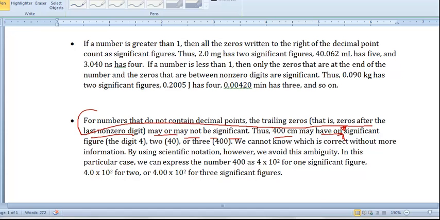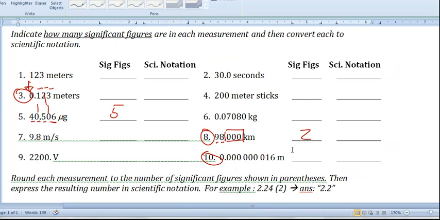So let's go back to the actual number, 98,000. The fact is you don't know for sure. But to be conservative, we're going to say these 3 zeros are not significant. So there's only 2. All right. This number, by contrast, let's look at number 9. Do you see the decimal point there? So it has trailing zeros, but because there's a decimal point there, that indicates that this is significant. So the answer to this one would be 4. This one would be 2.